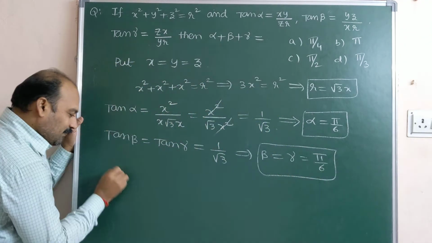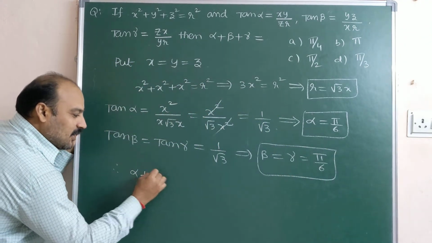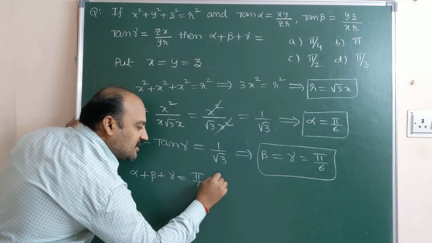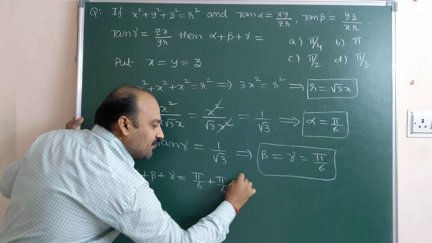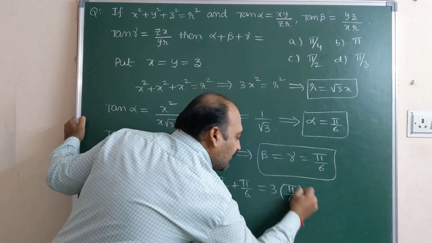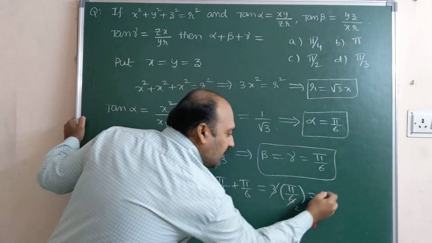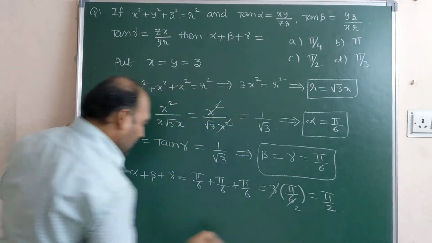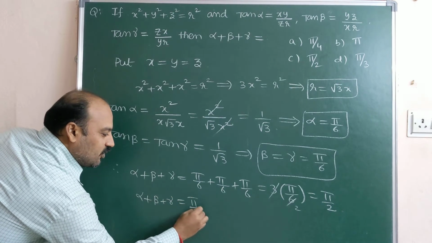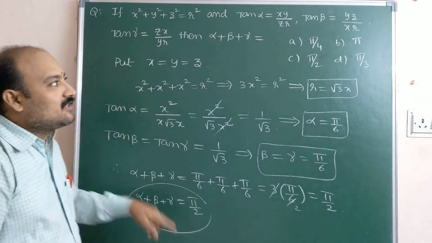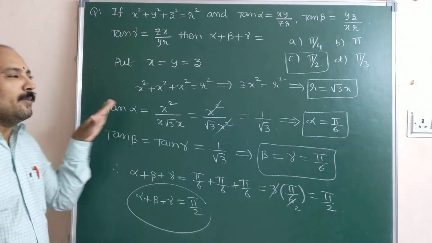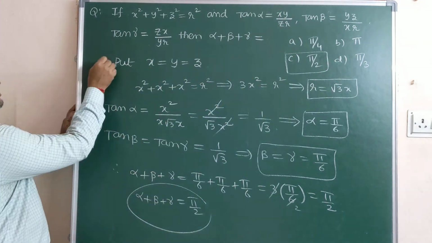So they are asking alpha plus beta plus gamma. So it is pi by 6 plus pi by 6 plus pi by 6, that is equal to 3 times pi by 6. 3 ones are 3, 3 twos are 6, so pi by 2. Therefore, alpha plus beta plus gamma is equal to pi by 2, which is there in the third option, dear students. This is the way we can do it immediately. This is the shortcut trick.